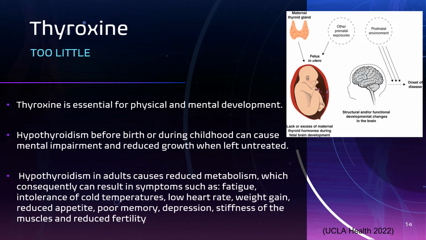Thyroxine is essential for physical and mental development. Hypothyroidism before birth or during childhood can cause mental impairment and reduce growth when left untreated. And hypothyroidism in adults causes reduced metabolism, which consequently can result in symptoms such as fatigue, intolerance of cold temperatures, low heart rate, weight gain, reduced appetite, poor memory, depression, stiffness of the muscles, and reduced fertility.